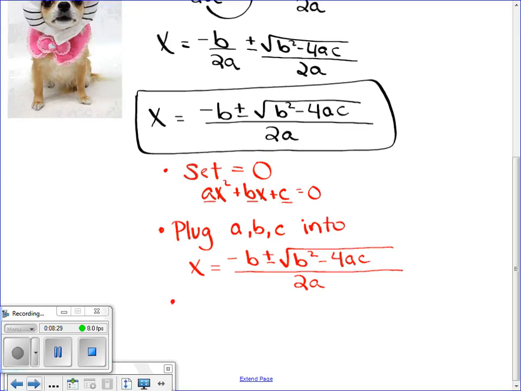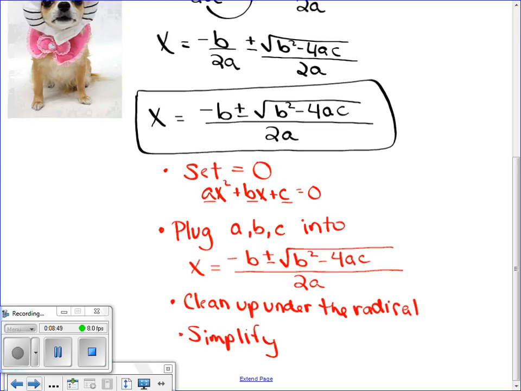Plugging everything in, not doing any math at that step, I'm just plugging all my numbers in. After you plug everything in, you're going to want to clean up under the radical, and then simplify. Depending on your problem, that could look like a lot of different things.